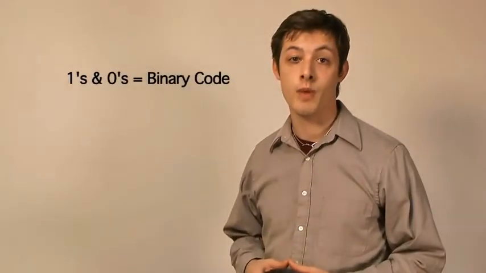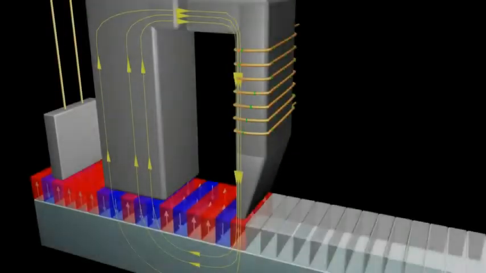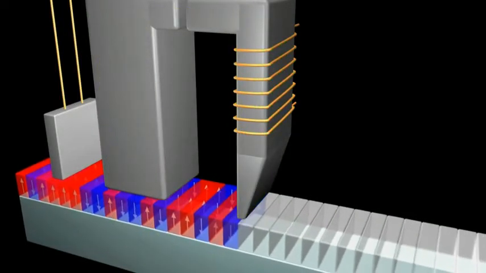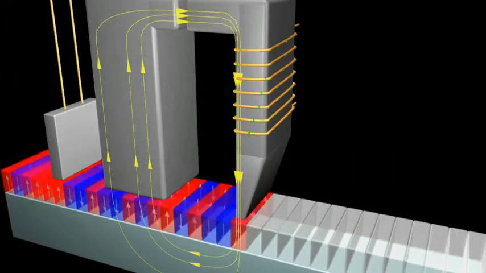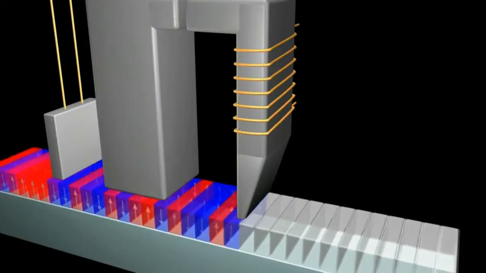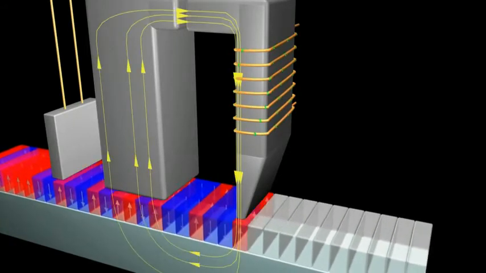You may already know that data is stored in computers in a series of ones and zeros, a machine language more commonly known as binary code. But how can we represent a 1 and a 0 magnetically? Let's take a look. A bit is the smallest unit of data storage. It can be visualized as a minuscule block that can be magnetized into a permanent magnet.